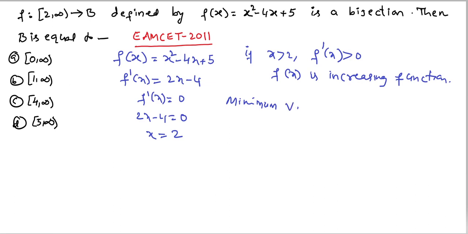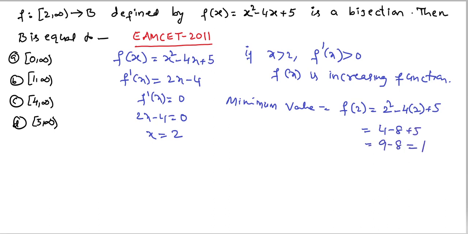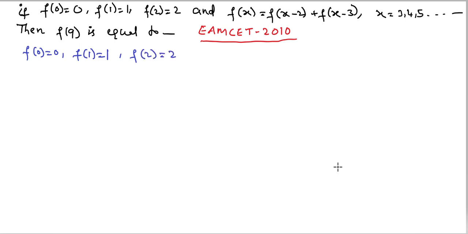Given f of 0 is equal to 0, f of 1 is equal to 1, f of 2 is equal to 2, and f of x is equal to f of x minus 2 plus f of x minus 3, for x equal to 3, 4, 5 and so on. Then the value of f of 9 is equal to what? This is a 2010 question. Here the given values are f of 0 equal to 0, f of 1 equal to 1, and f of 2 equal to 2. And the given relation is f of x is f of x minus 2 plus f of x minus 3.